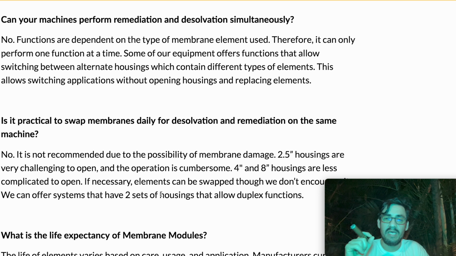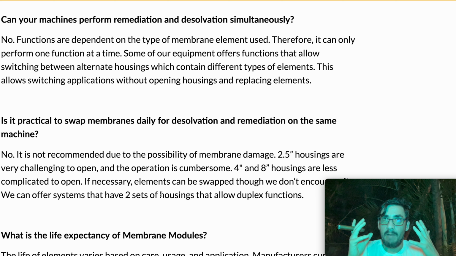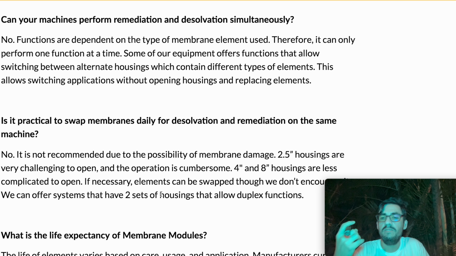And so the cool thing is that as research progresses, better machines are identified, better membranes are identified. Swap out a membrane and you will be able to have better performance from the same machine. But that being said, you can't do two functions at the same time. So the membrane actually does the function, not the machine. You can swap out the membrane to do solvent recovery, winterization, whatever. But it's not really practical to swap out a membrane.